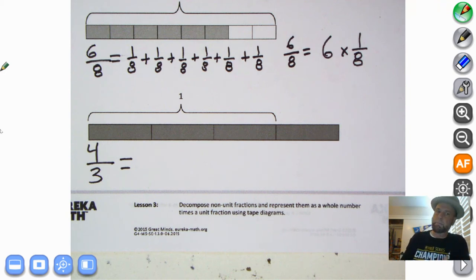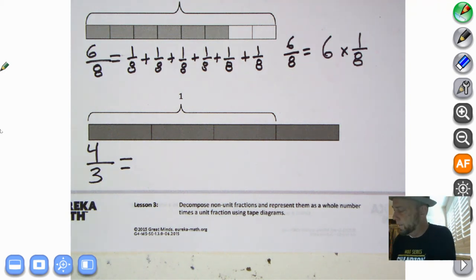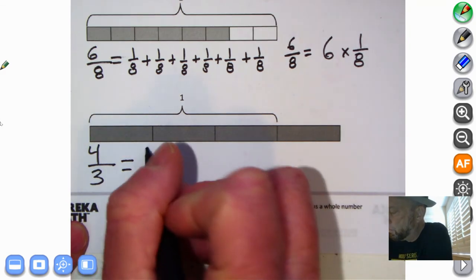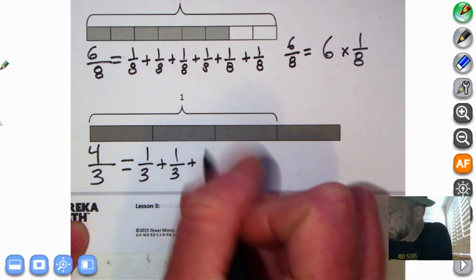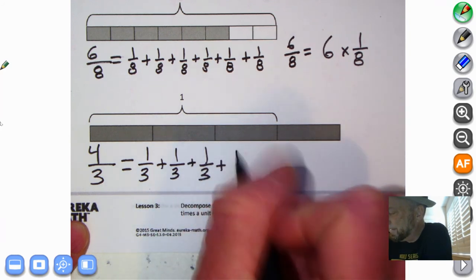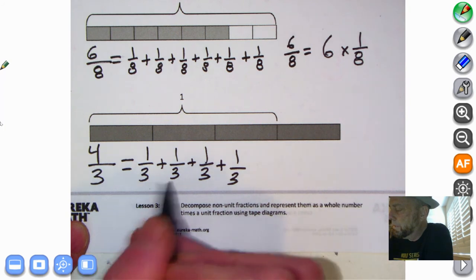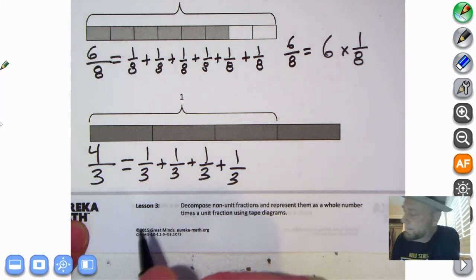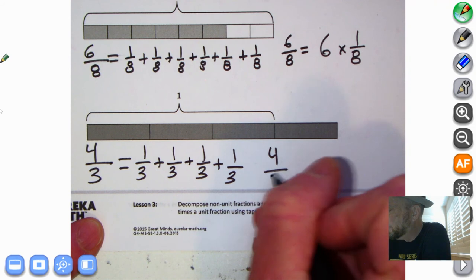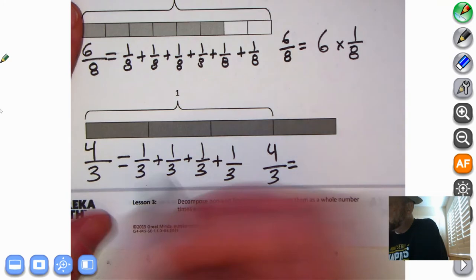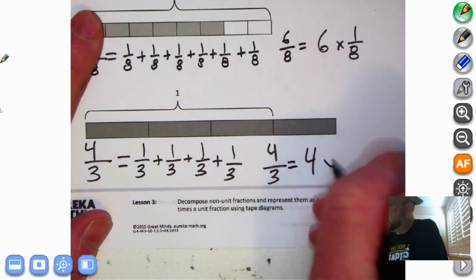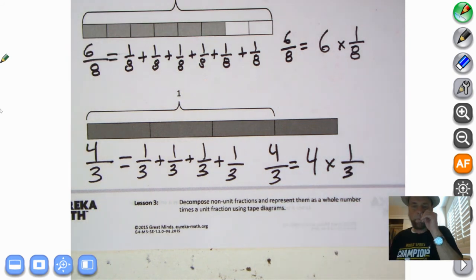Now, if you feel comfortable doing the repeat addition and multiplication on your own, go for it. I'm going to kind of go step by step with those who need a little more practice. So 4 thirds, I'm going to say 1 third plus 1 third plus 1 third, plus 1 third. Take a look. 1 third, 2 thirds, 3 thirds, 4 thirds. So I have 4 thirds, and I'm going to do a multiplication sentence because multiplication is just repeat addition. So 4 thirds equals 1, 2, 3, 4 times 1 third. Voila, we're done with this page.